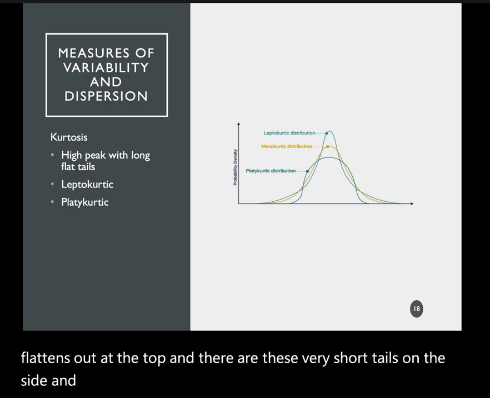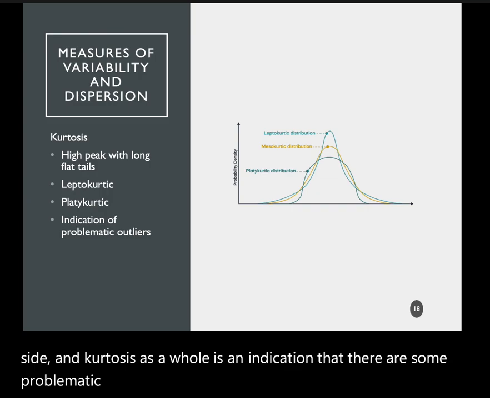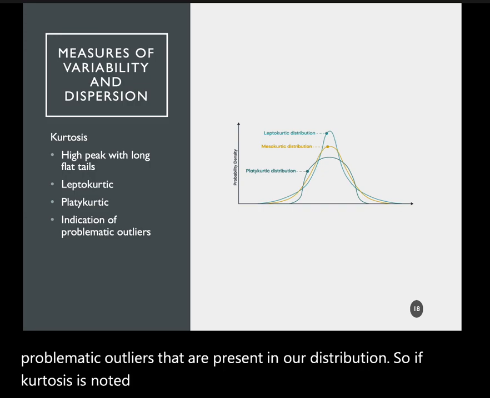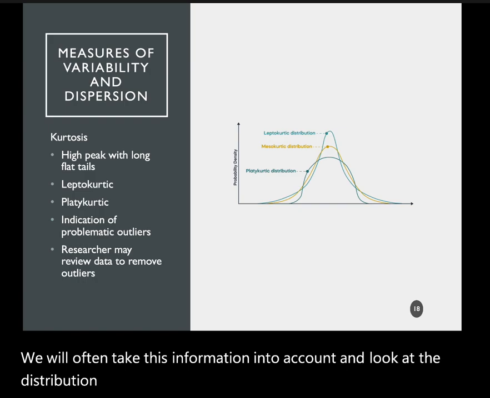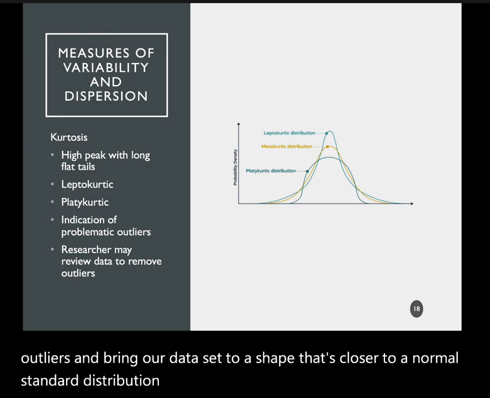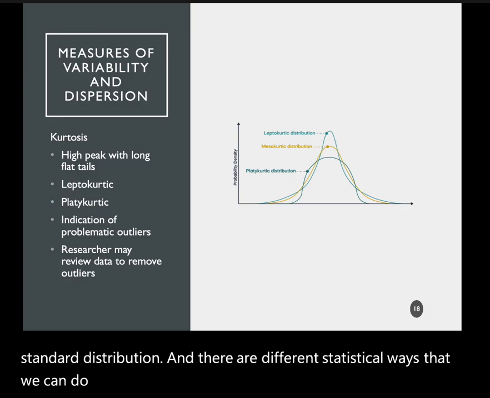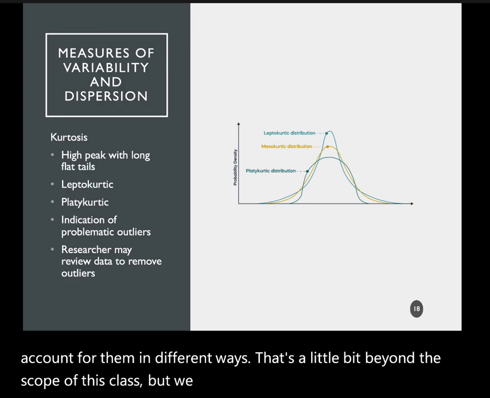And kurtosis as a whole is an indication that there are some problematic outliers present in our distribution. So, if kurtosis is noted during analysis, as a researcher, we will often take this information into account and look at the distribution to possibly figure out a way that we can remove our outliers and bring our data set to a shape that's closer to a normal standard distribution. There are different statistical ways that we can account for those outliers. That's a little bit beyond the scope of this class, but we use kurtosis to understand how we need to work with our data.